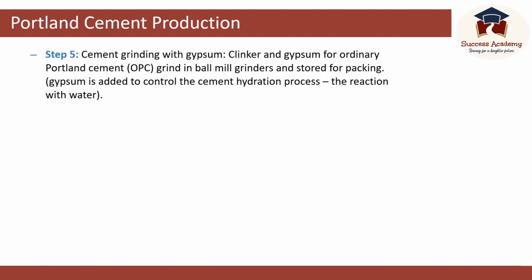Step 5 is cement grinding with gypsum. Clinker and gypsum for ordinary Portland cement are ground in a ball mill grinder and stored for packing. Gypsum is useful in cement to control the cement hydration, so it prevents flash setting of cement.